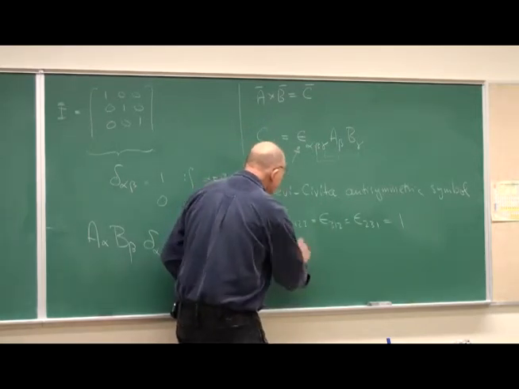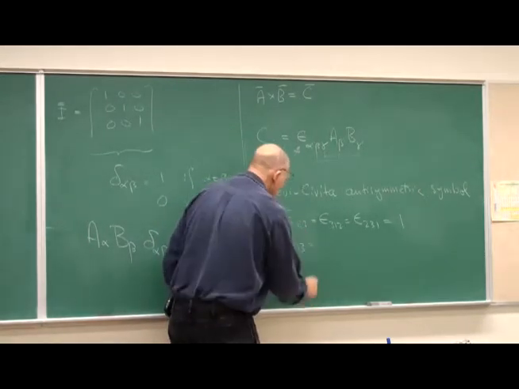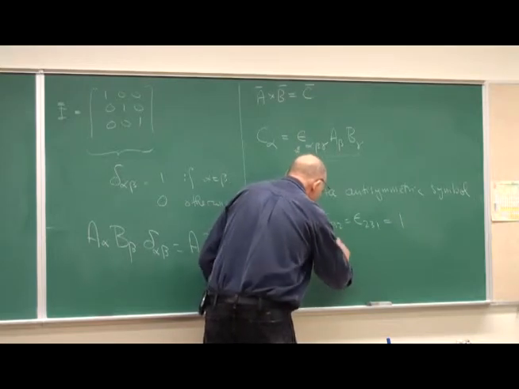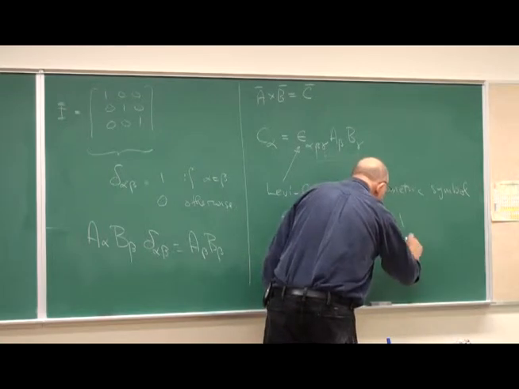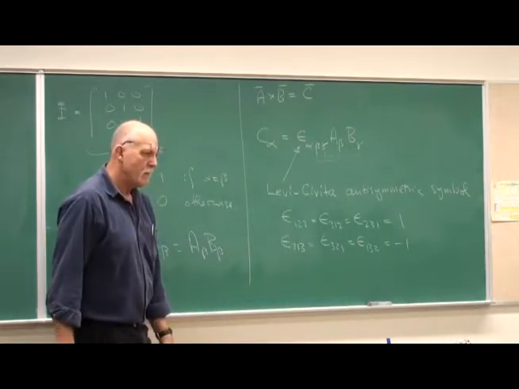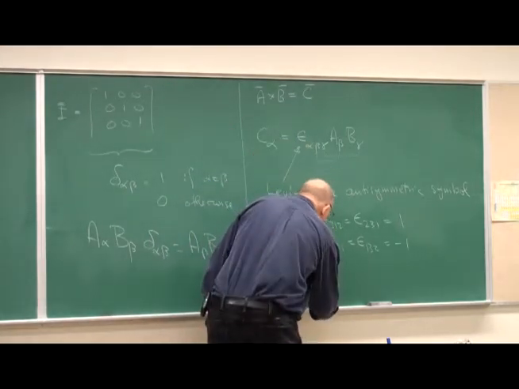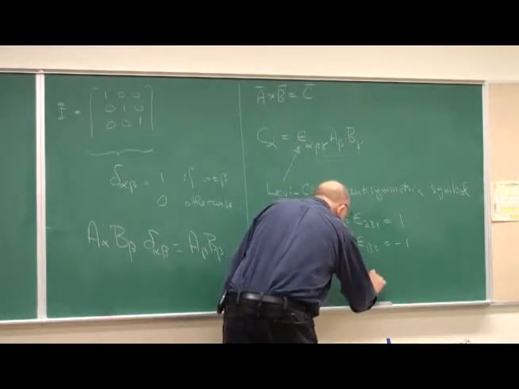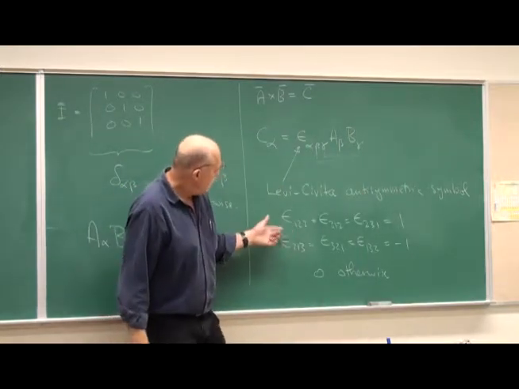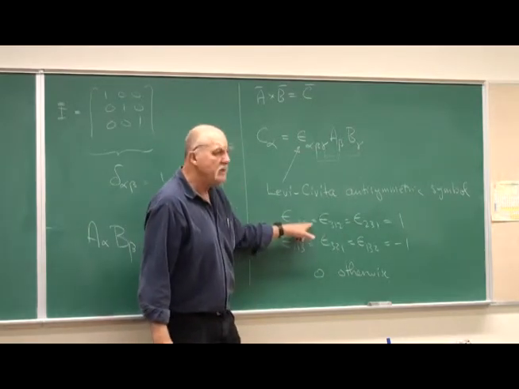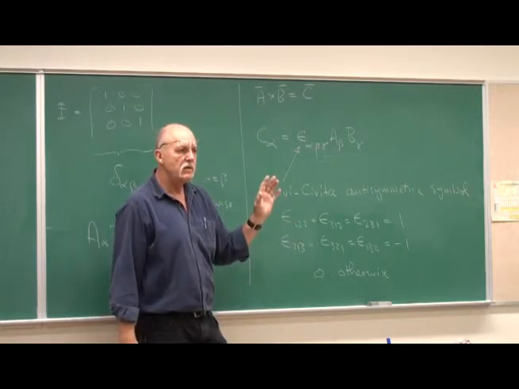And then if I flip any two of these, it changes the sign. So if I have epsilon 2, 1, 3, it's the same as epsilon 3, 2, 1, or epsilon 1, 3, 2, and that's equal to minus 1. And it's 0 otherwise. Note that these are all cases when all three indices are different. If any two indices are the same, the thing is 0.